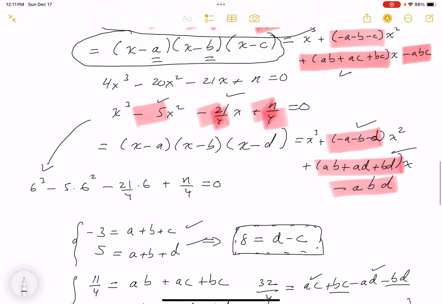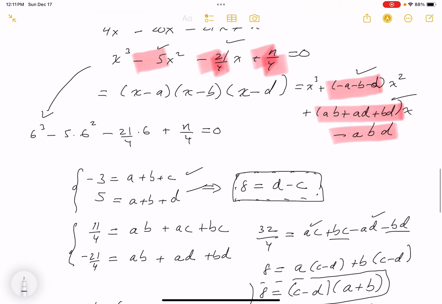And again, I know d's a root of it. And what was d? D was 6. I'm just plugging it in. It's a little bit more complicated, isn't it? So, 6 cubed, that's 36 times 6, right? 216. Minus, 5 times 36, 180. This is going to be minus 21. Let's see, we reduce it by 2, right? So it's going to be a 2 there. 3 times 21 is 63, plus n over 4. Kind of nasty, isn't it?